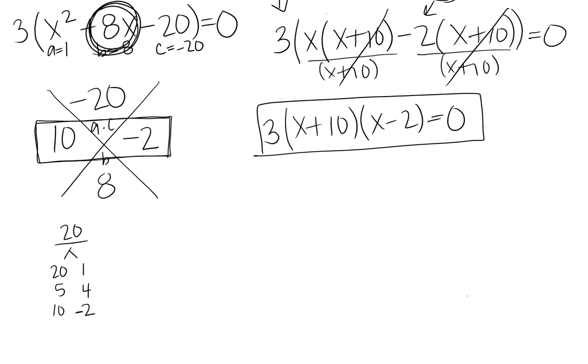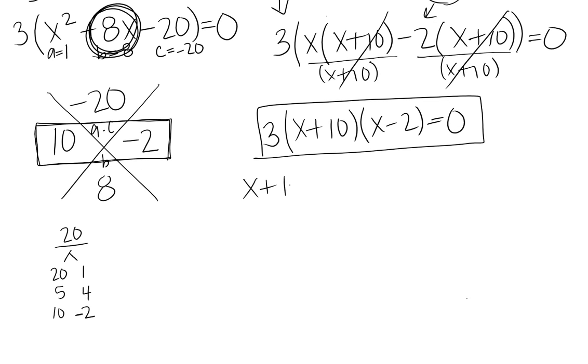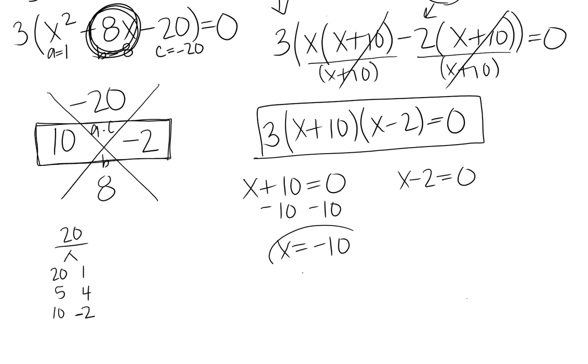Okay, then to find the solutions, I'm just going to set my factors equal to 0. So x plus 10 equals 0 and x minus 2 equals 0. So here I would subtract 10. So x equals negative 10. And here I would add 2. So x equals positive 2 would be my second solution.